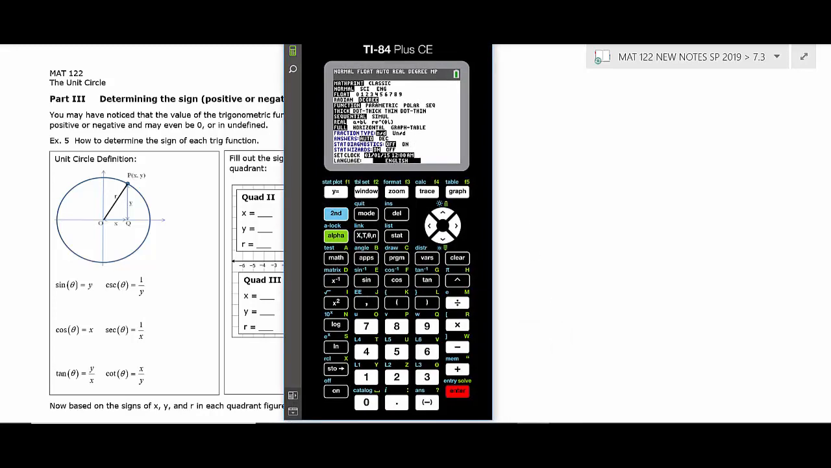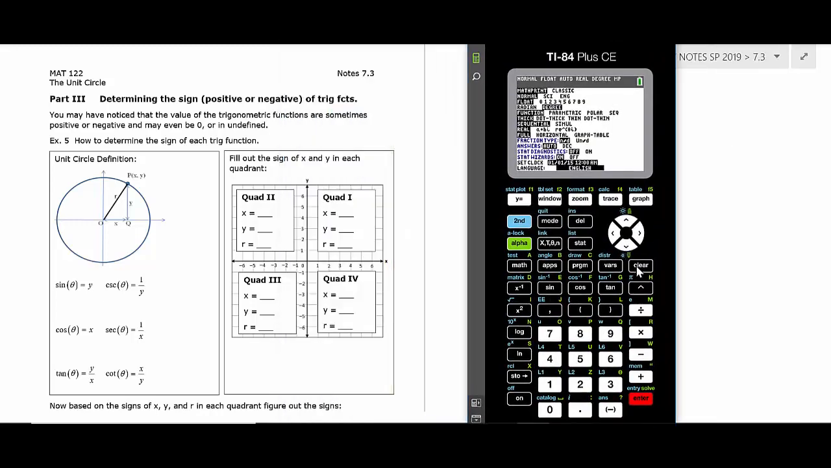Let me just demonstrate this real quick on my calculator. You want to make sure you're in degree mode. Let's just work with the sine. If I pick a quadrant 1 angle, I get a positive answer. In fact, every time you do a sine of a quadrant 1 angle, you get a positive answer, and there's a reason for that.